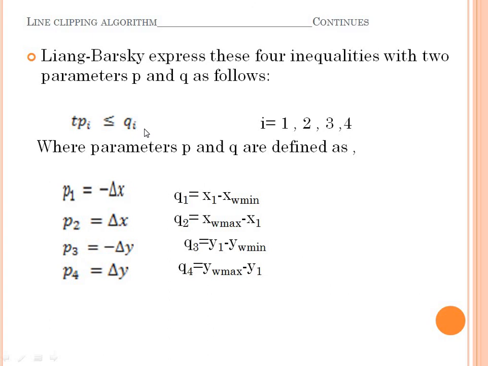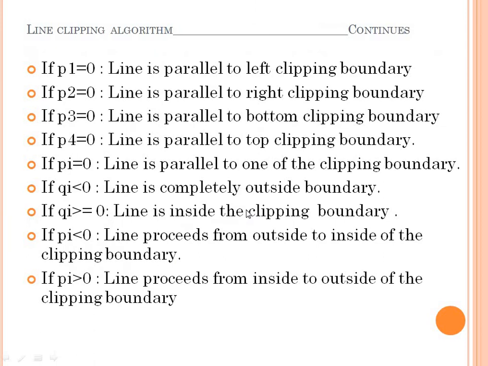Because of that we perform the multiplication with the minus sign and we get this equation. Then these are the conditions for P1, P2, P3, P4. If Qi is less than 0, the line is completely outside of the boundary. There are two conditions: if Pi is less than 0, the line proceeds from outside to inside, and if Pi is greater than 0, the line proceeds from inside to outside. Here T1 is calculated, and here T2 is calculated.